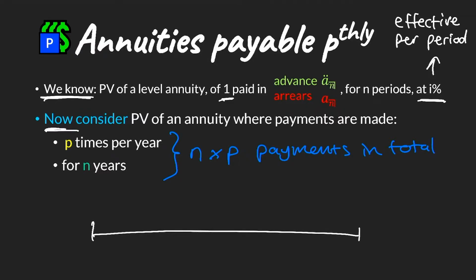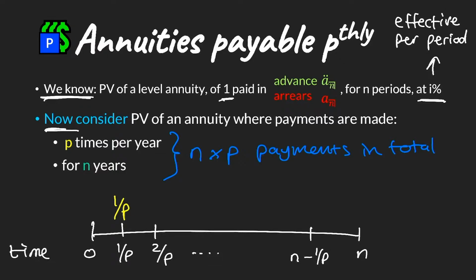If we draw a timeline to flesh out what these payments are and at what time points they're paid, we can see that payments are made at time 1/p, 2/p, all the way to time n. Each of these payments are 1/p in amount.